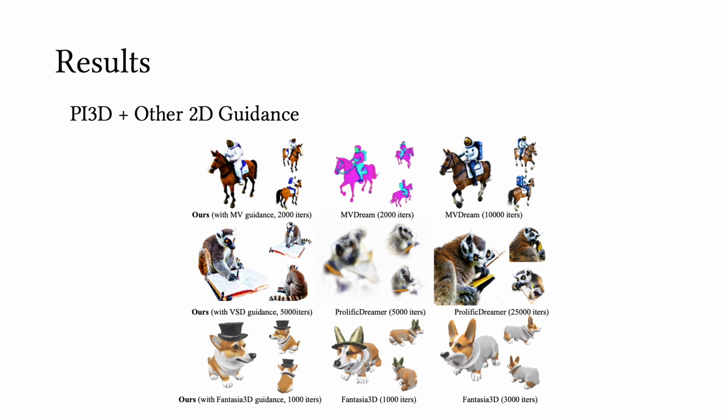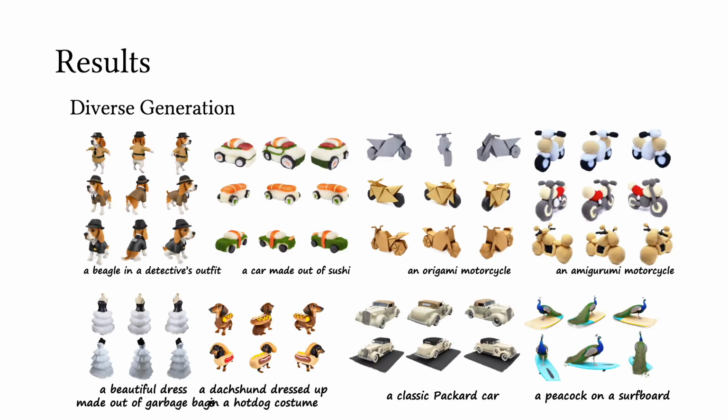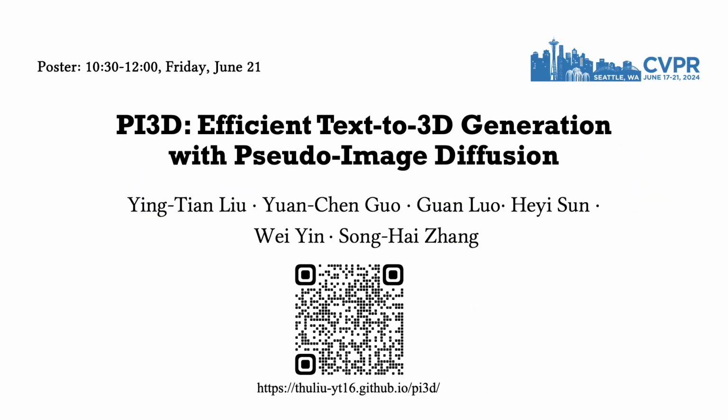We also explore the integration of PI3D with other forms of 2D guidance, further enhancing the versatility and applicability of our approach. With a generalizable 3D prior, PI3D can significantly reduce the number of iterations required to achieve plausible results. Finally, we present several examples to illustrate the generation diversity of our method. In conclusion, PI3D offers an efficient and effective approach to text-to-3D generation by leveraging pseudo-image diffusion.